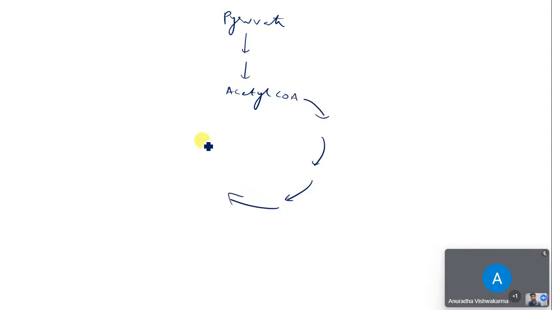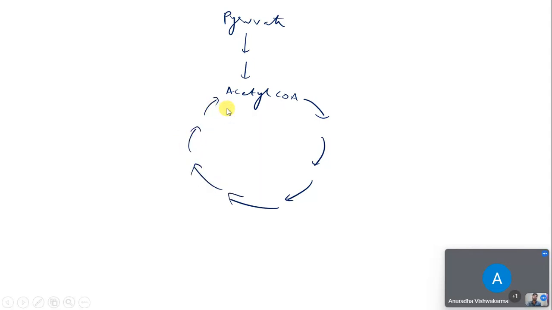So now when this pyruvate comes into the matrix, it is converted into acetyl CoA, and then there are a number of cycles. So which cycle is this? Krebs cycle, right?